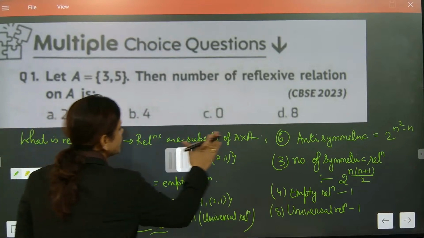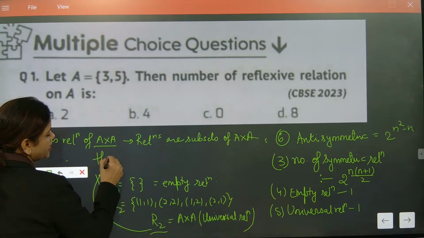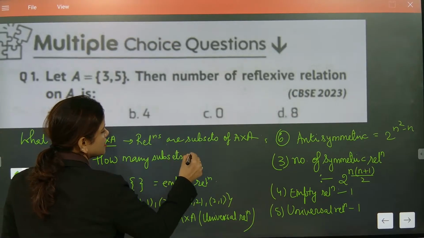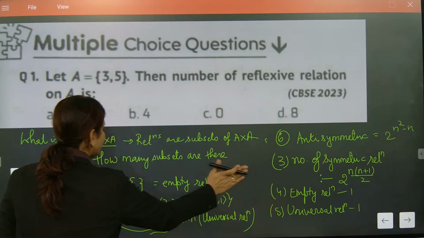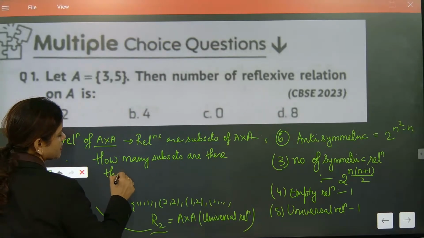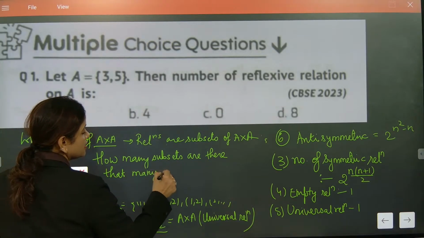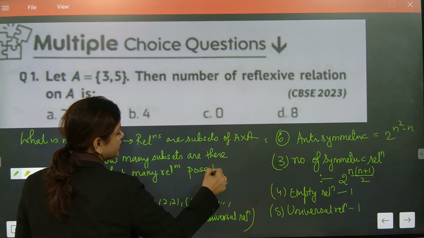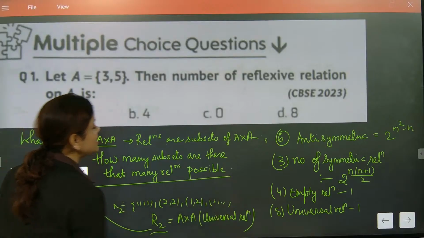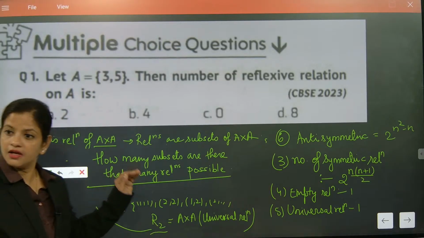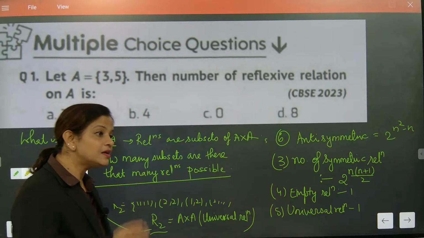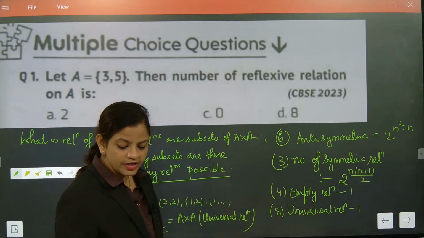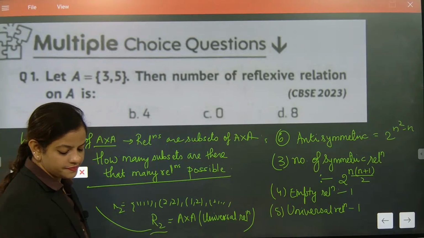Note it down very nicely. How many subsets are there, that many relations are possible. This is a very bold statement I have given. Understood? How many subsets are possible, that many relations are possible, because relations are nothing but subsets of a set. So here the set is A cross A. What is the set here? A cross A.